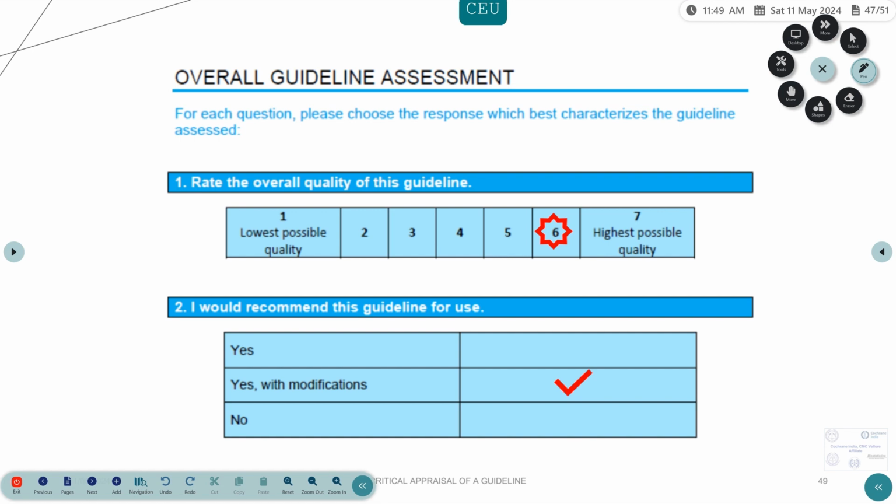So this is my overall assessment of the guideline, where I feel that it was not of the highest possible quality. There were some pitfalls, there were some things which were not mentioned. So my rating would be 6 out of 7. And would I recommend the guidance as it is for use? No. I would like to have some modification based on Indian data, and include the local people's, local patients' perspective into the guideline, and then maybe remodify it and then use it.